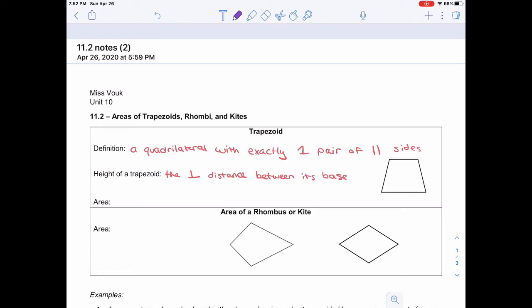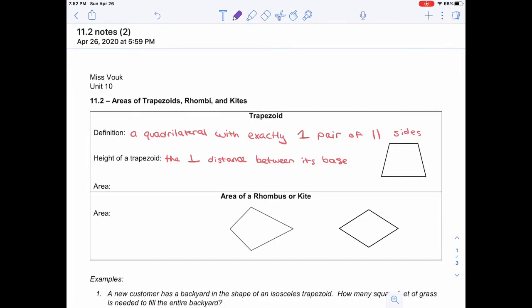Okay, everyone, we are at it with our last lesson for this week, and we are on 11.2, areas of trapezoids, rhombi, and kites. So to start off, we have our definition of a trapezoid, which I believe we did learn in chapter 6, but again, that's just a quadrilateral with exactly one pair of parallel sides. Now, the trapezoid I have drawn here is going to be called an isosceles trapezoid, and that's because these two sides here that aren't the bases are in fact congruent.